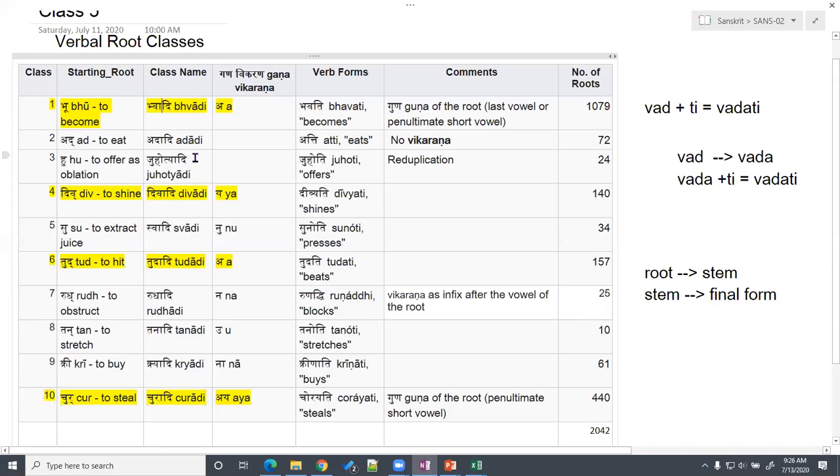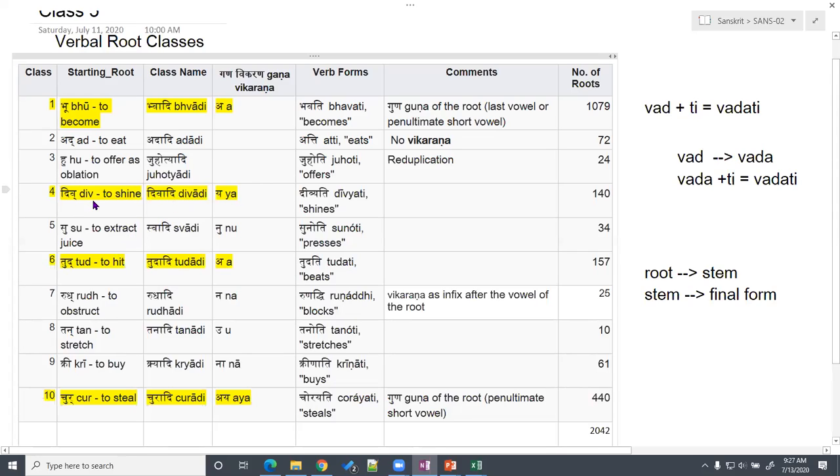Similarly, Ad, Adadi. Hu. Here is a slight difference in the third class, because we don't say Huadi. We take the third person singular form and say Juhotyadi. So this is, you can say, an exception in the naming of the class. Probably for the sake of clarification. If you say Huadi, it might be confusing with Huadi. So maybe because of that, they have changed it to Juhotyadi.